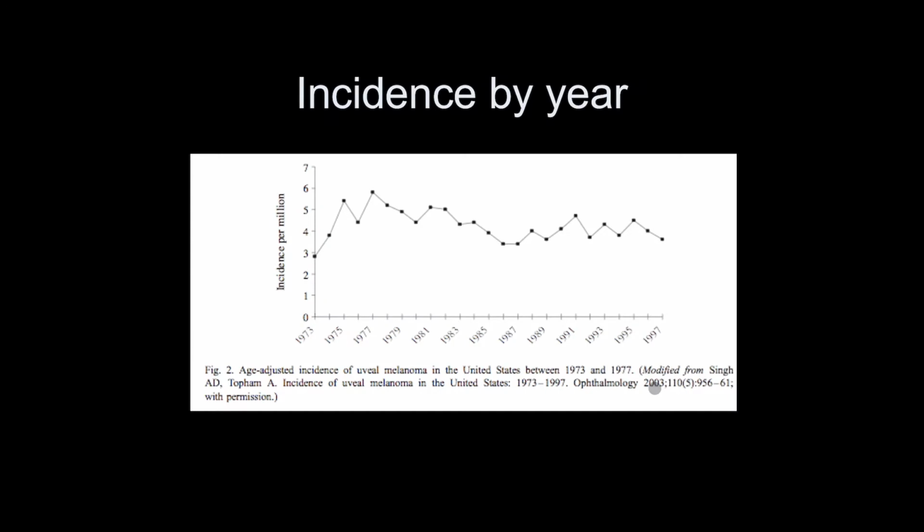This is American data, again from Dr. Singh's work, looking at the incidence per million of population from 1973 to 1997, and you can see a fairly steady line for the incidence of uveal melanoma per million of the American population. If you did the same graph for cutaneous melanoma, it would be very different to this. It would rise exponentially. So very different disease in terms of its biology, though it shares a common name.